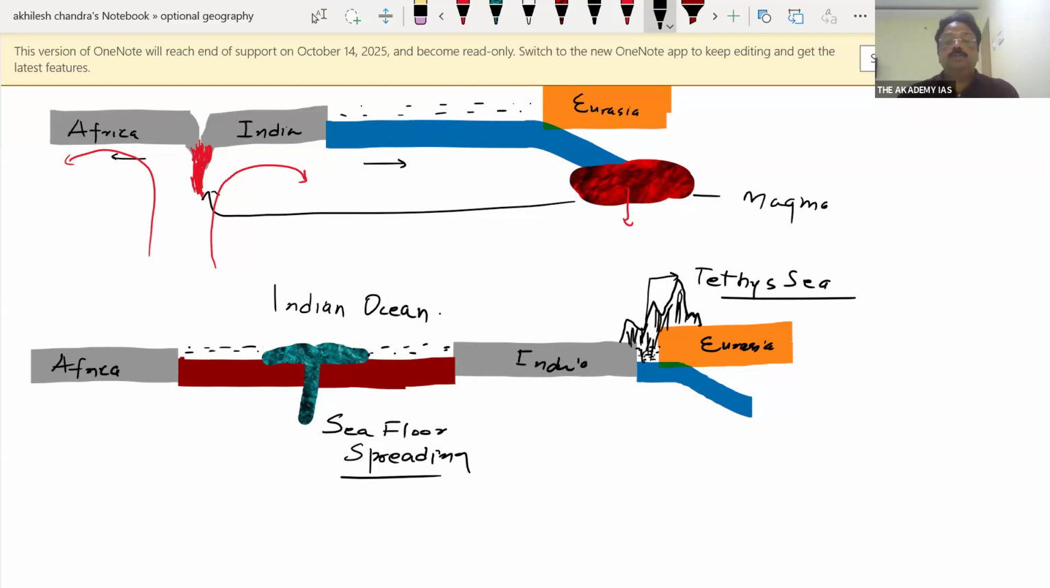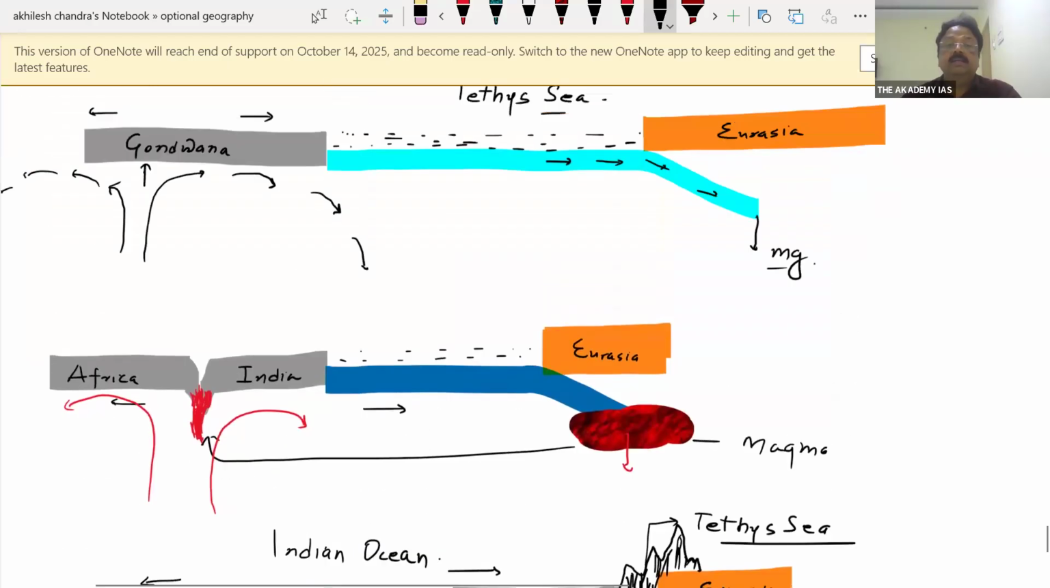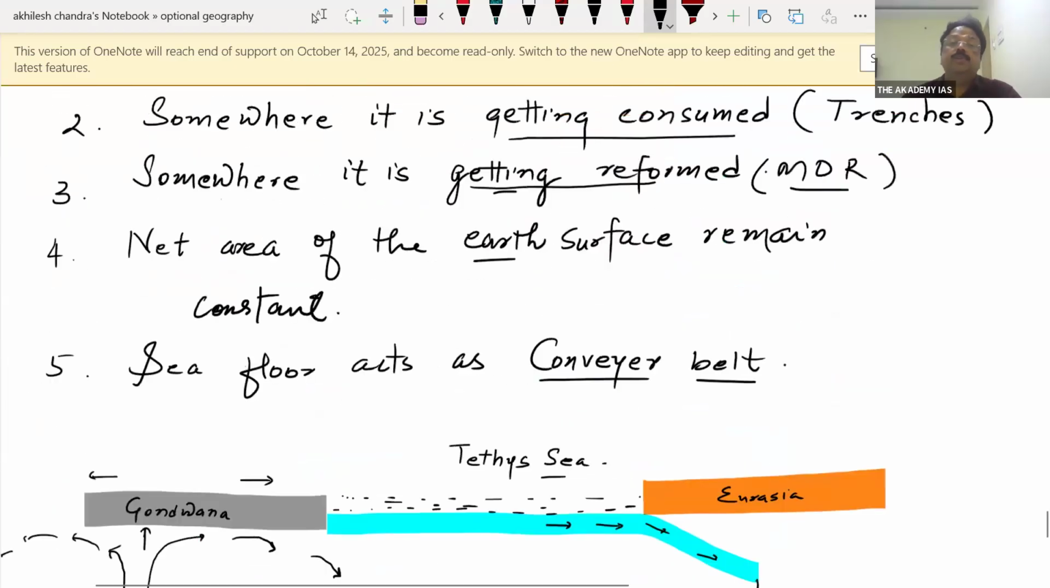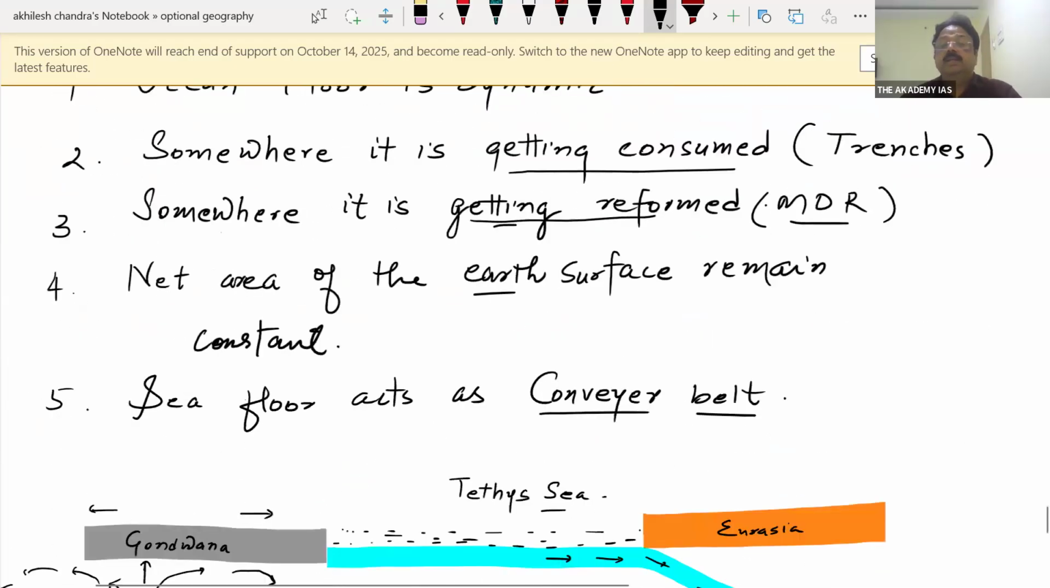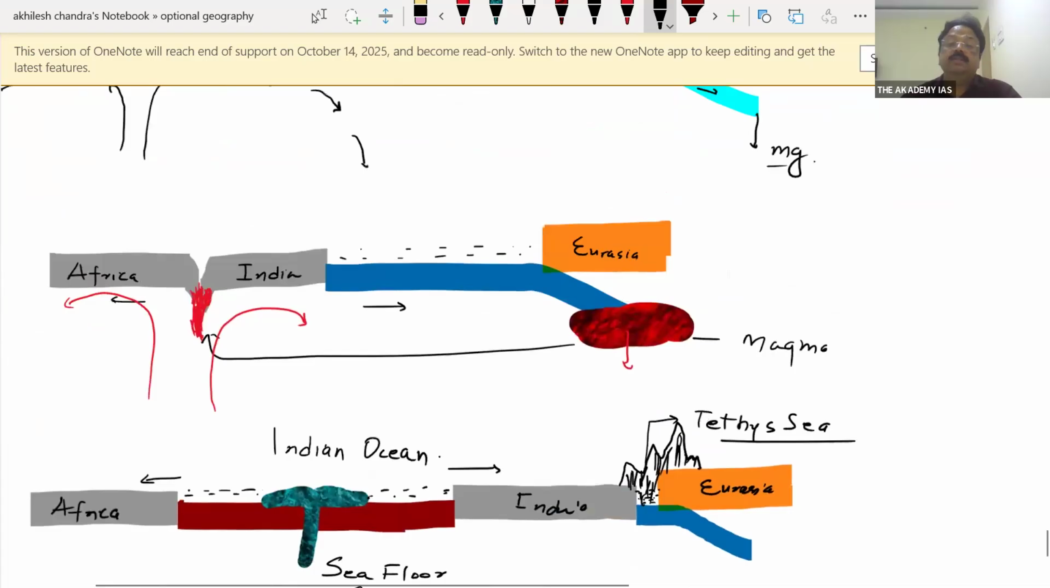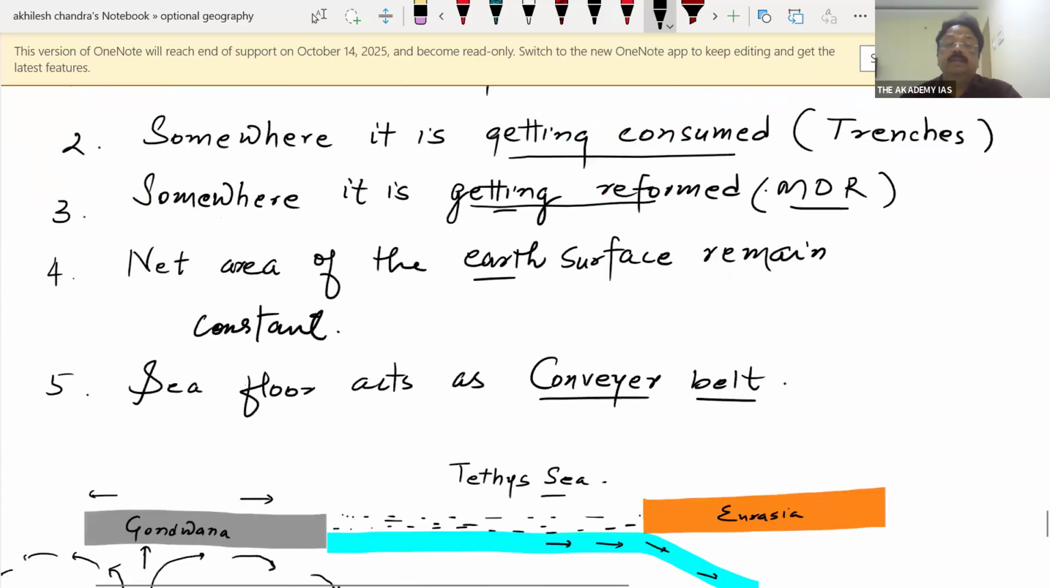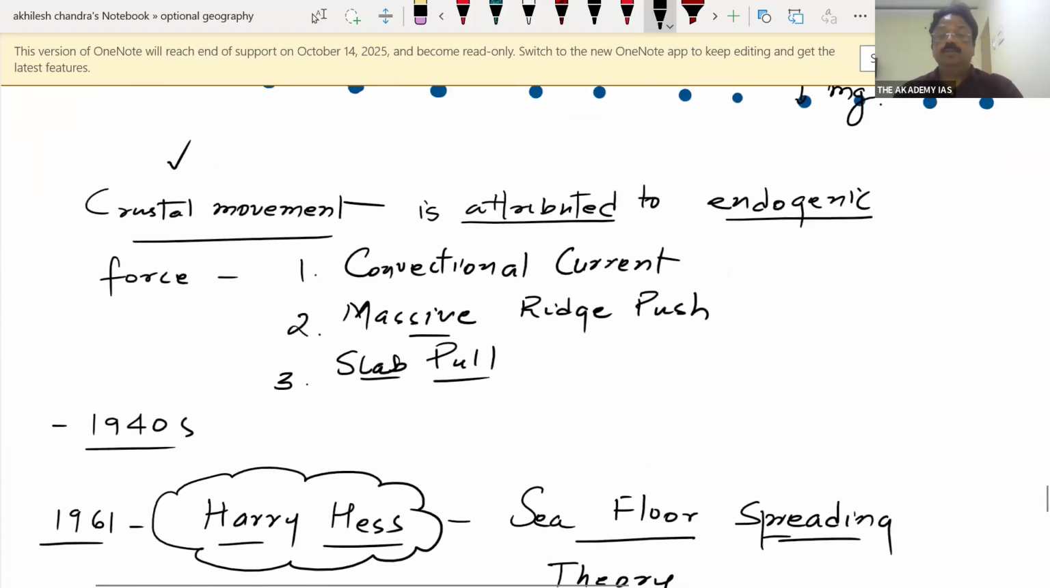So Indian Ocean was newly formed, it gets stretched, and due to formation of new sea floor, India and Africa moved apart. Fine. And this was the theory which revolutionized the field and it solved many problems. And that is what we call sea floor spreading theory.